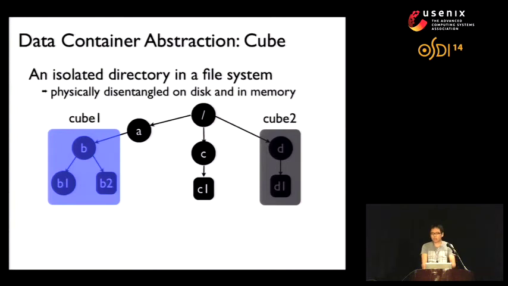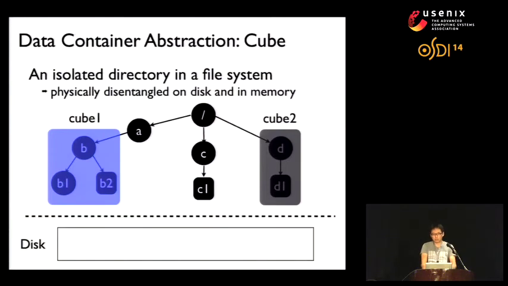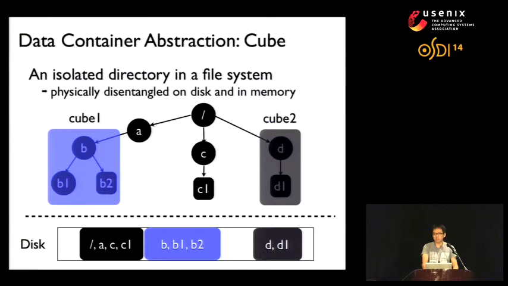They are not only logically isolated as we view in the directory, they are also isolated on the physical device. That means different cubes will not interleave with each other. They will not share any disk blocks.